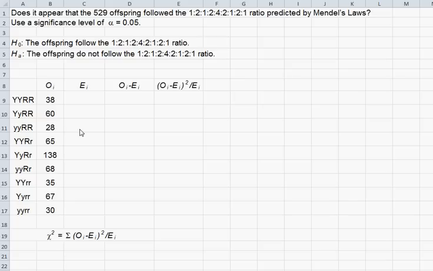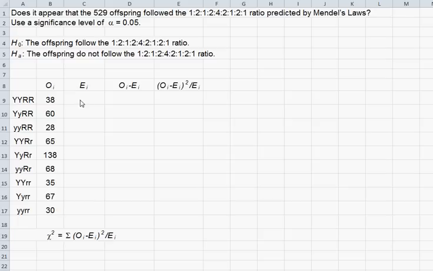The question is, does it appear that these 529 offspring follow the laws of genetics that were discovered by Mendel? And the law of genetics states that the genotype should follow this proportion. This is a fancy way of succinctly writing down 9 different fractions. So if we add up these 9 numbers, 1 plus 2 plus 1 plus 2 plus 4 plus 2 plus 1 plus 2 plus 1, we get 16. So writing these numbers like this is a succinct way of writing out the 9 different fractions: 1/16th, 2/16ths, 1/16th, and so on for all of the fractions.